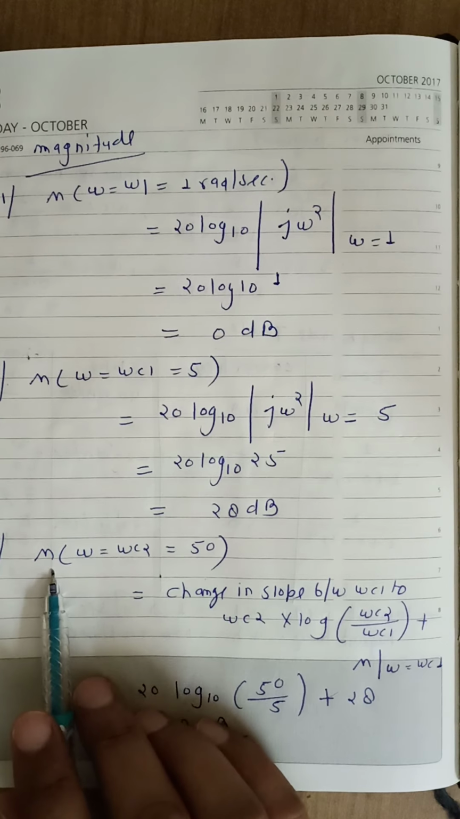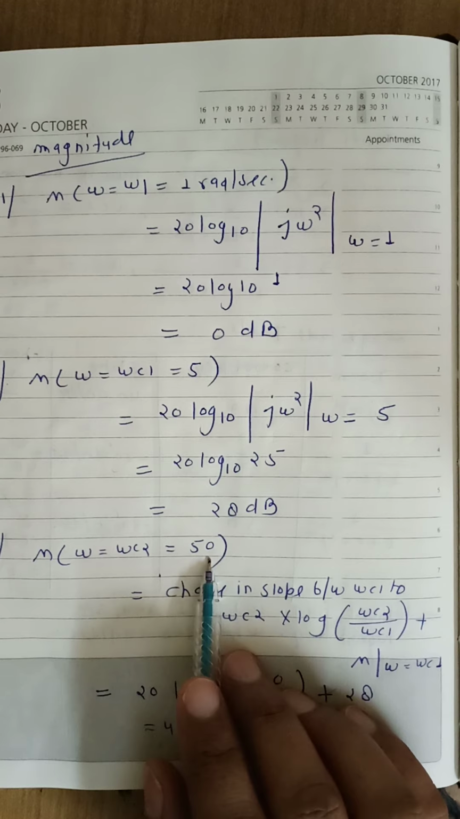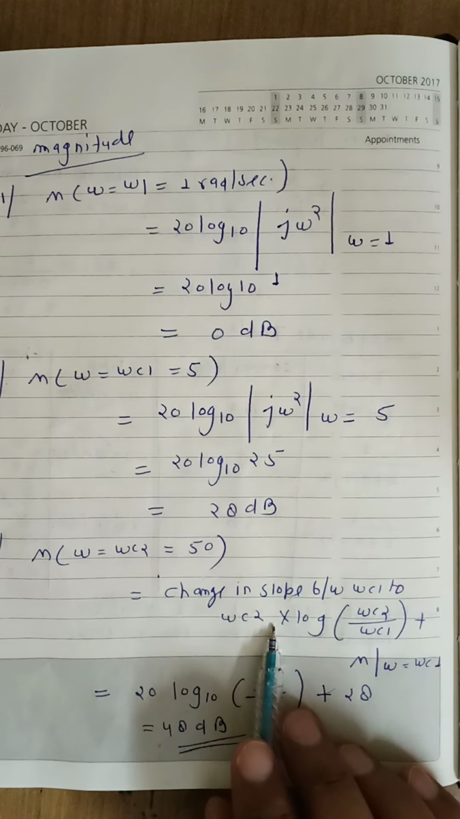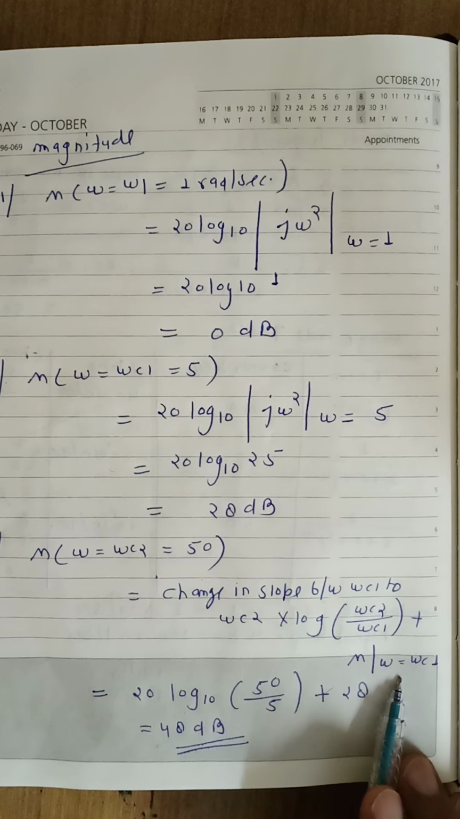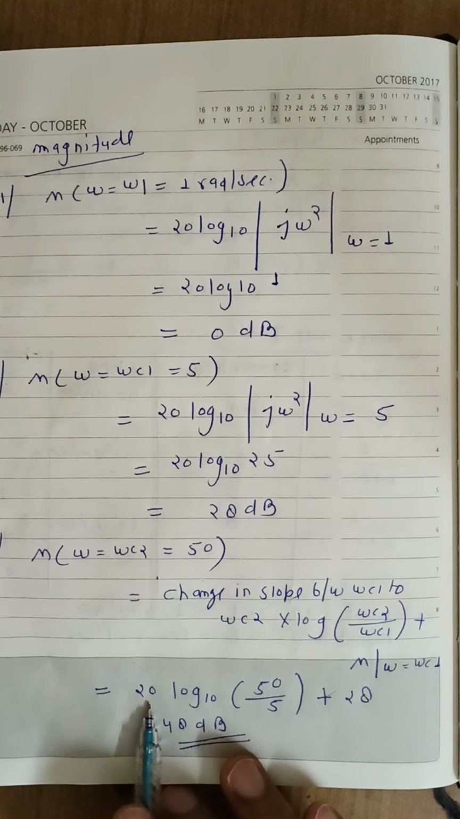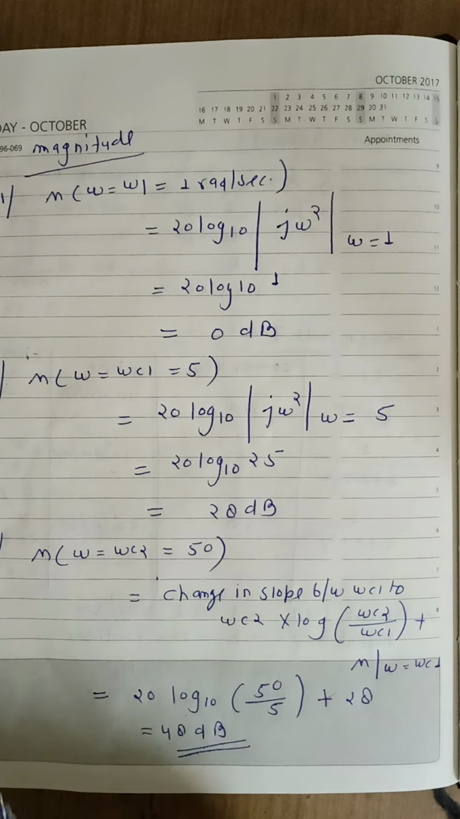Similarly, we can calculate magnitude at omega equal to omega c2, means at 50 radian per second, with the help of formula change in slope between omega c1 to omega c2 into log of omega c2 to omega c1 plus magnitude at previous frequency. So with the help of magnitude table, already we calculated change in slope between omega c1 to omega c2. It is 20 dB per decade. So we have answer for magnitude at 50 radian per second. It is 48 dB.